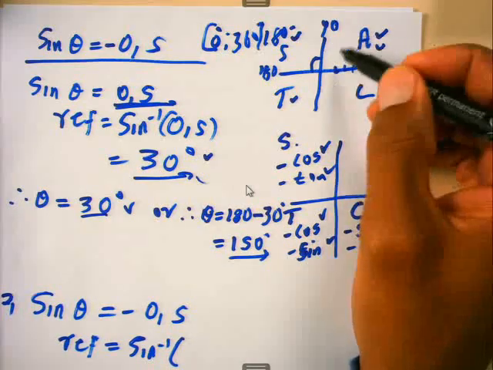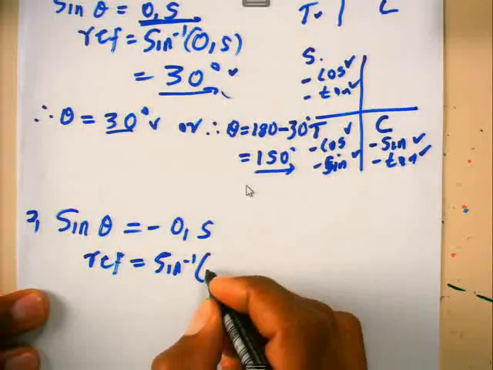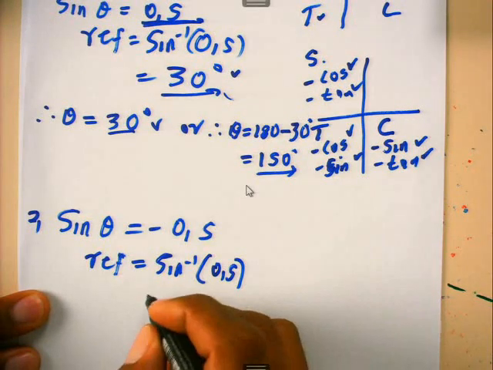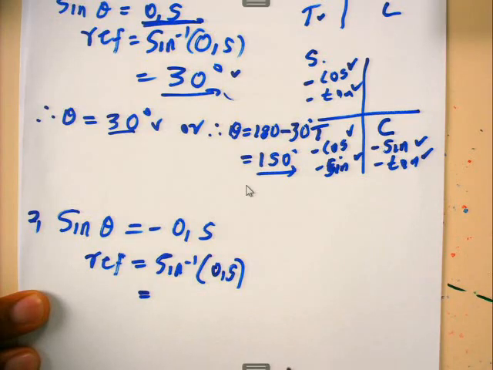It means now we must make our ratio what? We must make our ratio positive. When you find the reference angle, remember, always make sure that you make the ratio positive, right? Now we have the ratio positive.